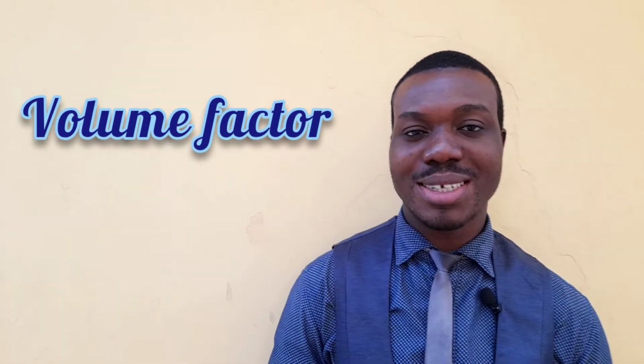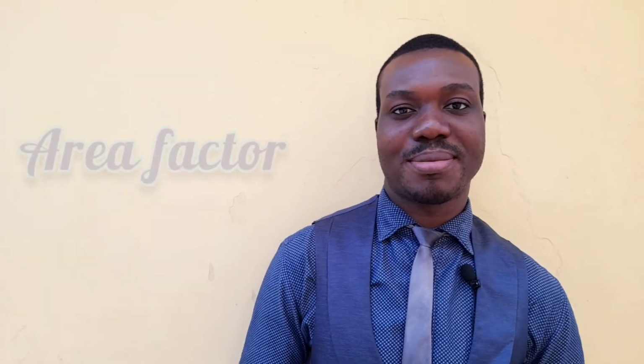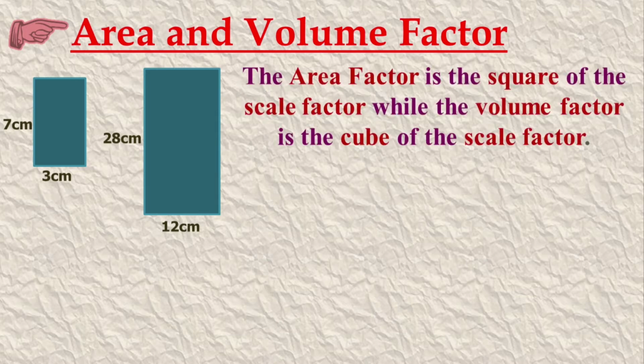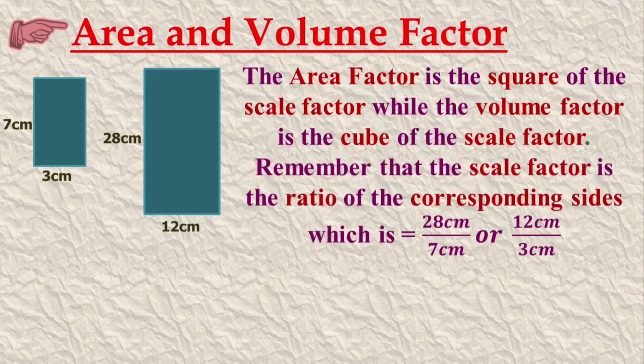Now let's take some examples on volume factors and area factors. Now consider these similar rectangles with the length of 7 cm by 3 cm and 28 cm by 12 cm. The area factor is the square of the scale factor, while the volume factor is the cube of the scale factor. Remember that the scale factor is the ratio of the corresponding sides, which is 28 cm all over 7 cm in this case, or 12 cm all over 3 cm.